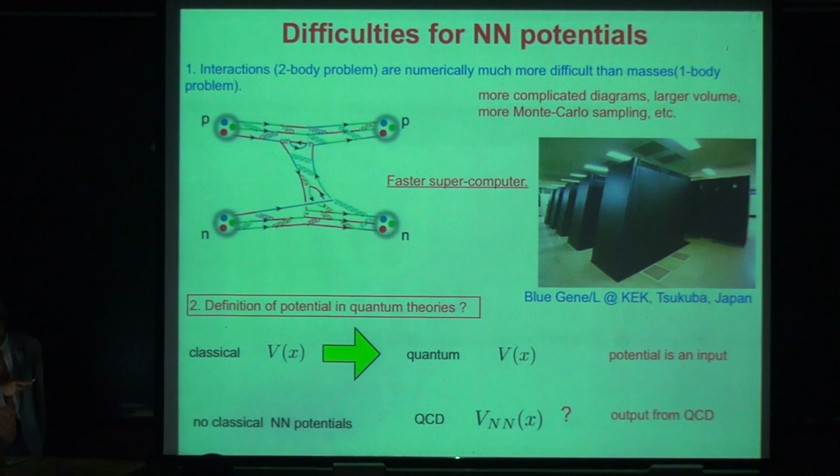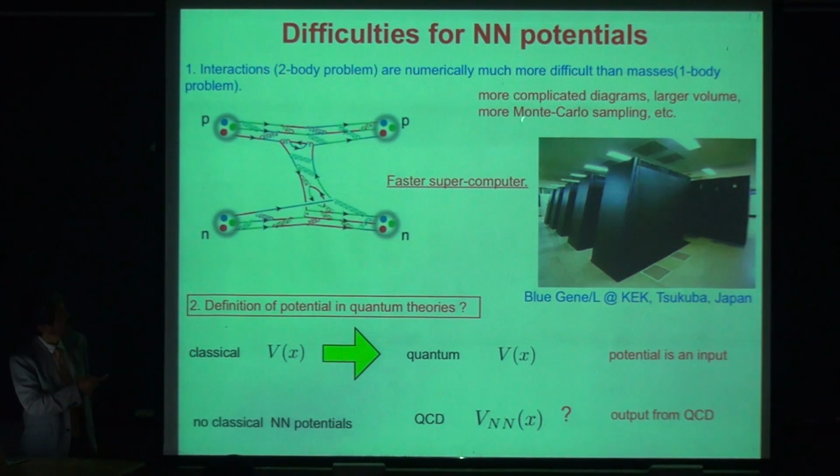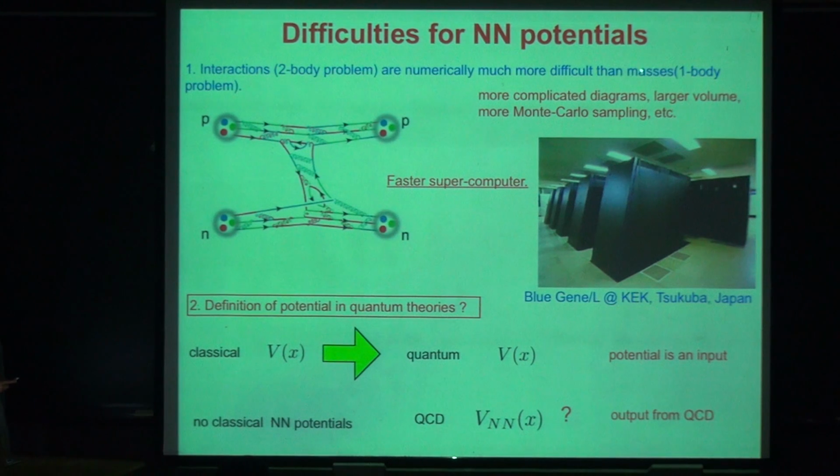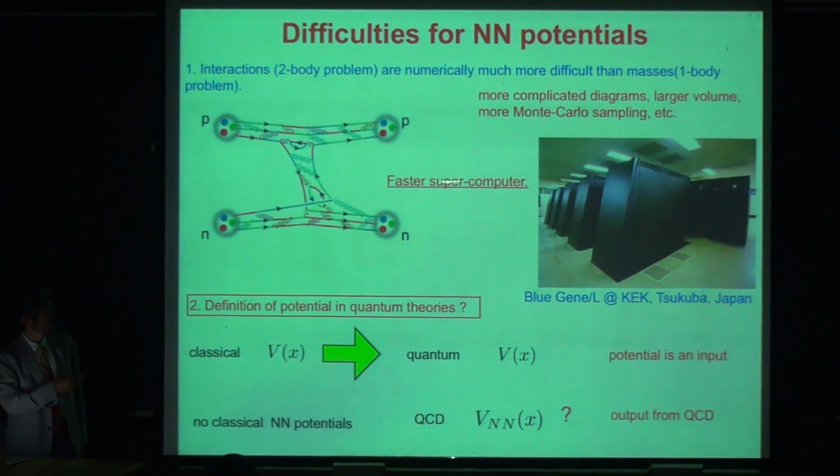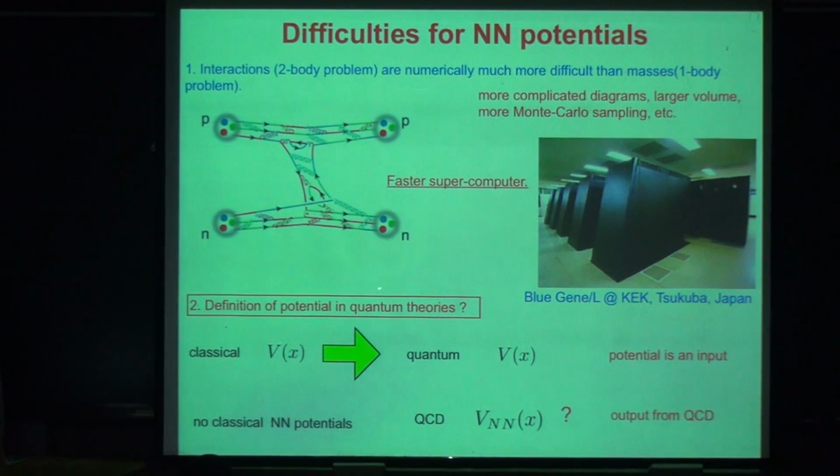It's a more complicated diagram, and since we have two composite objects, we need a larger volume, and we have more Monte Carlo sampling, etc. But this difficulty can be solved by faster supercomputers. But the most difficult problem is a conceptual problem. That is the definition of the potential in quantum theories.